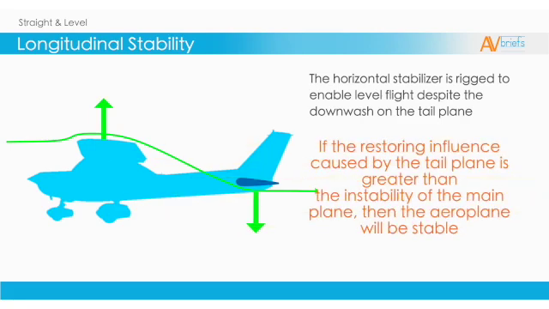If the restoring influence caused by the tailplane is greater than the instability of the mainplane, then the airplane will be stable. What this means is that if the tailplane, also called the horizontal stabilizer, is applying more force than the main wing during a disruption, then the airplane will stabilize itself.